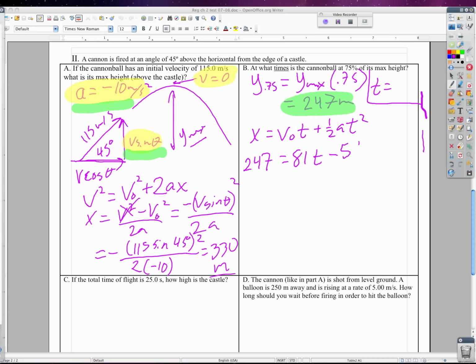And then why is it negative? Because 0 is up on the castle. So how high is the castle? You don't have to say negative. You can just say 1,100.